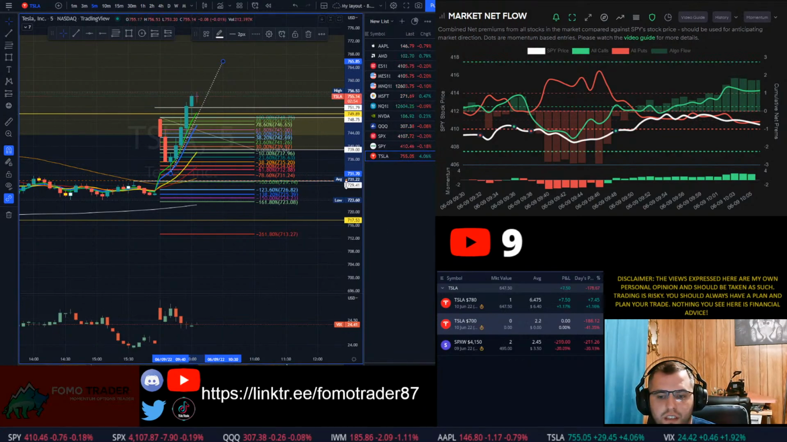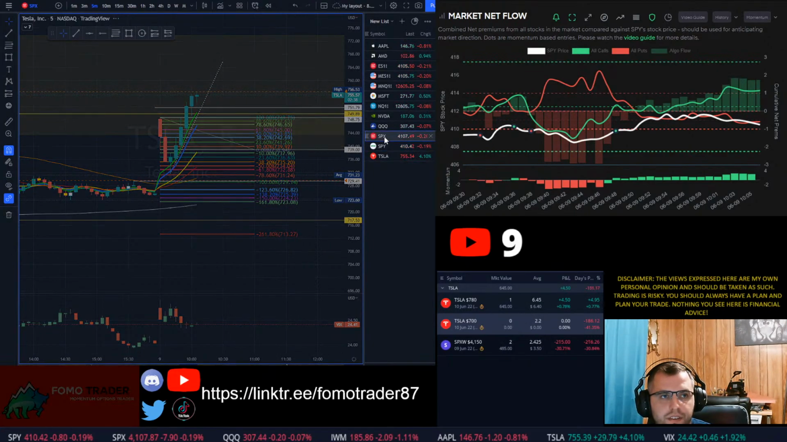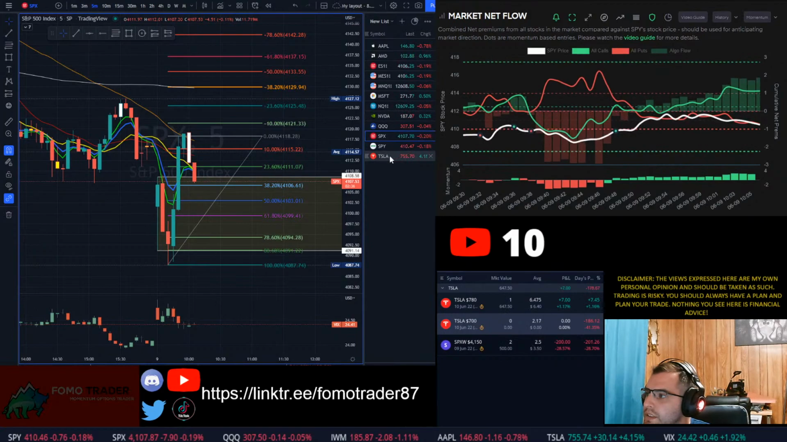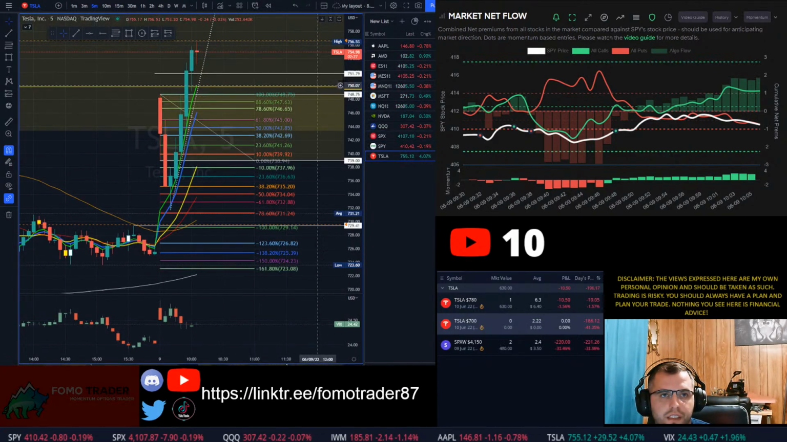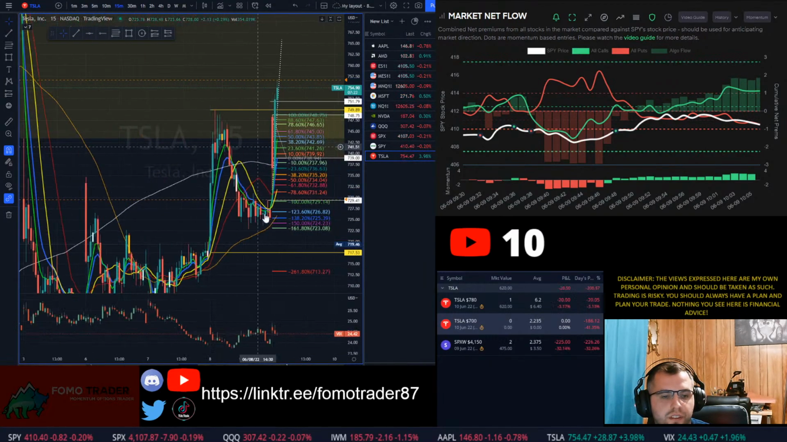So Tesla, like I said, back green. We need to break over high of day here. Net flow, we still have calls above puts. But Tesla is really struggling at this level.